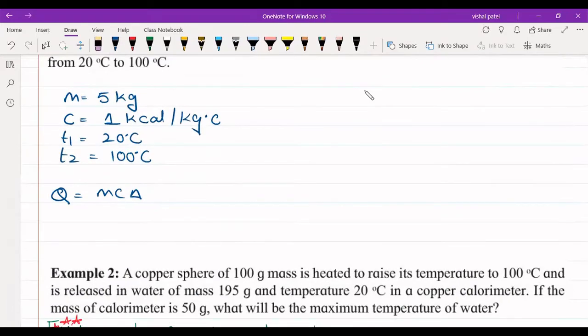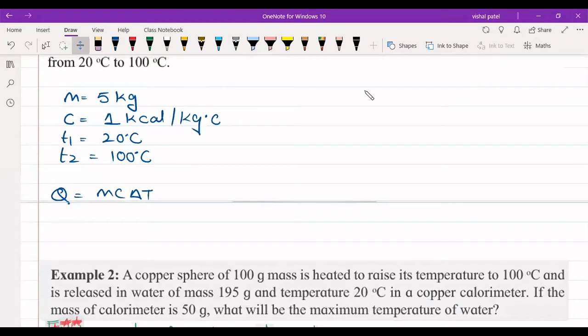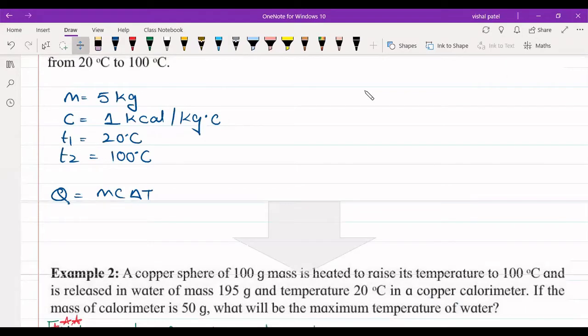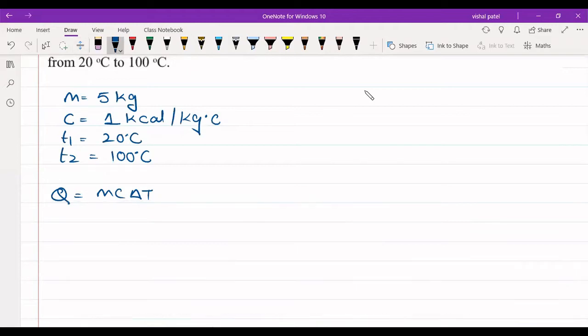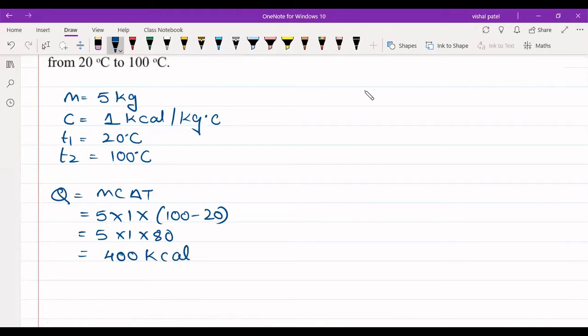It is capital T. Okay, students. So what we have to do, just put the values and the sum is over. Okay, just a minute. So mass is given as 5 kg, specific heat 1, 100 minus 20, 5 into 1 into 80, that is 400 kilocalorie.